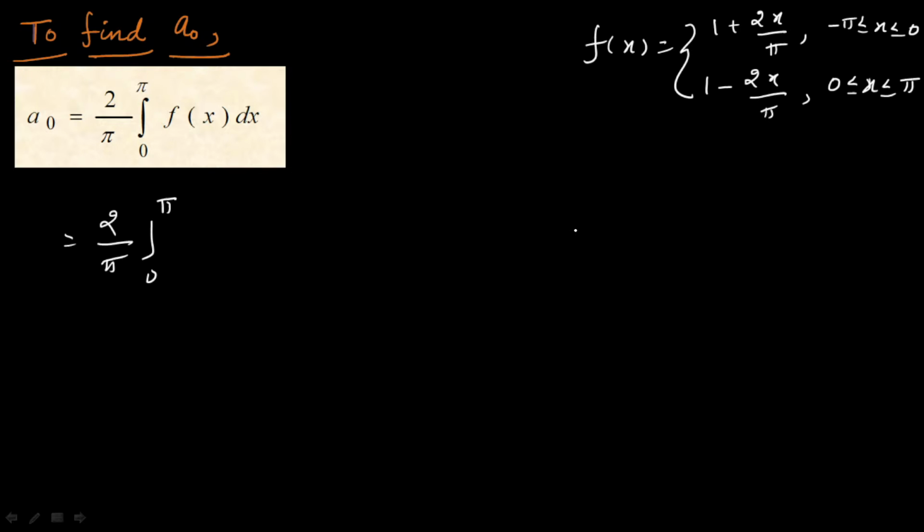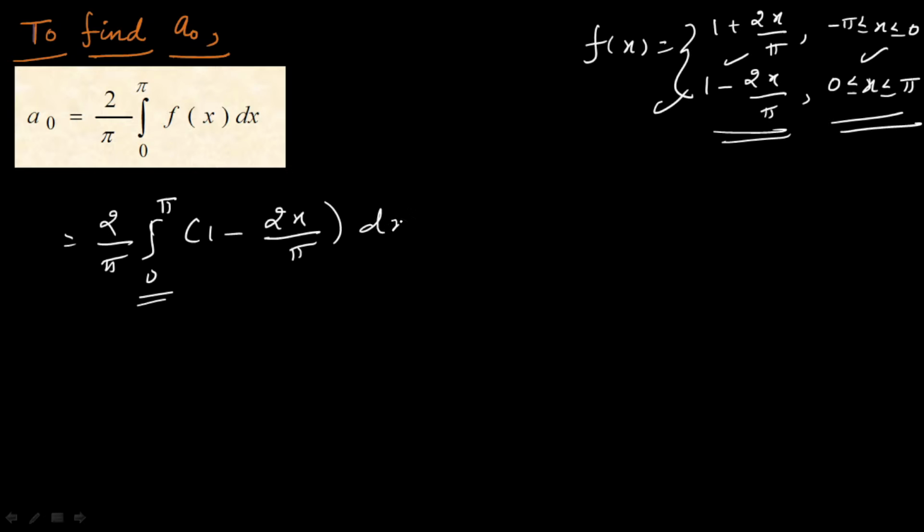So here you have a confusion, which one you have to take? Look at the integral. In the integral, you have the limits from 0 to pi. 0 to pi is your second function, isn't it? In 0 to pi, f of x takes the value 1 minus 2x divided by pi. So don't take the first function, because in 0 to pi the function takes the value 1 minus 2x divided by pi. So the integral of 1 minus 2x divided by pi dx.